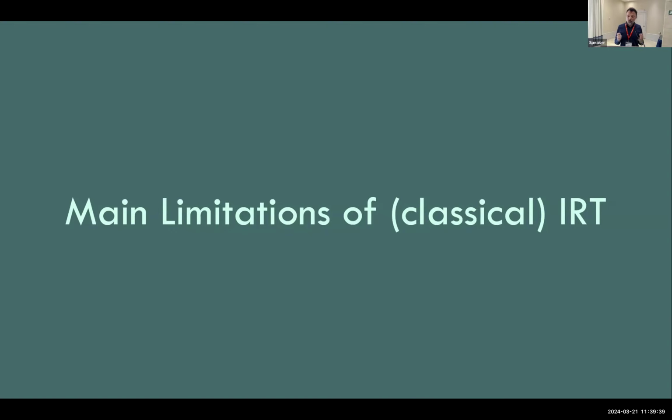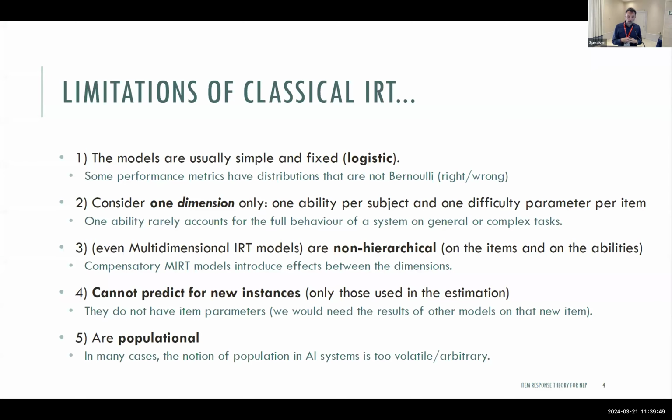So what are the main limitations of classical IRT? Because IRT is much more than what we have seen. So some of the models I'm going to talk about are also part of IRT. So one of the things that you may wonder here is, okay, why just logistic? Do we have some other models?